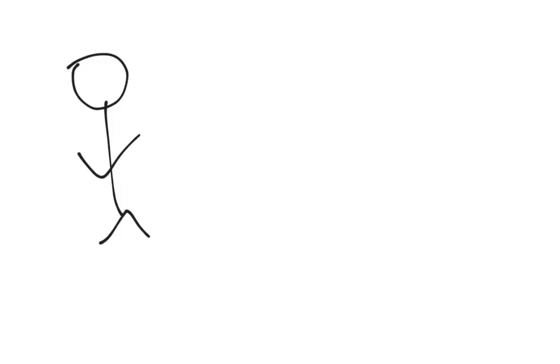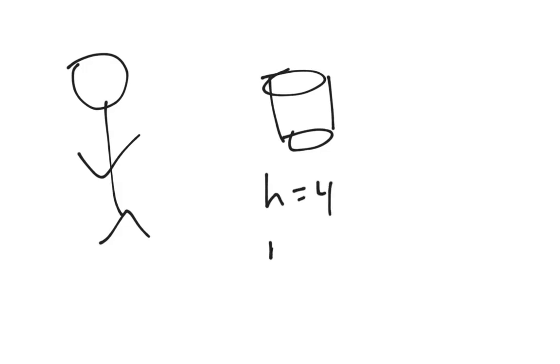And in the end, Blaze takes his idea to his boss, and he's like, yo, boss, guess what? H is 4, and R is 2. And his boss is like, awesome, here's some money.